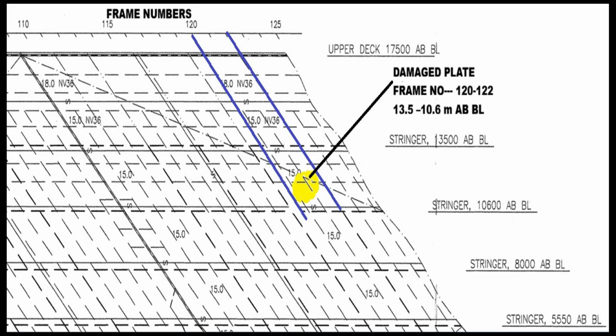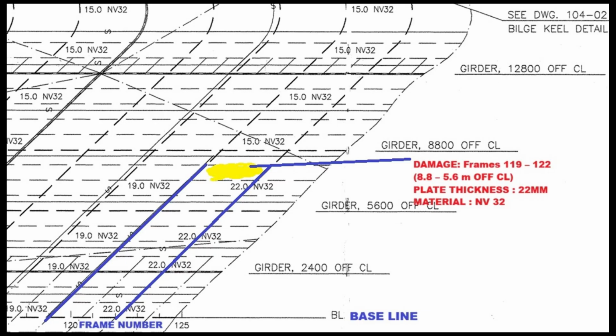Second, we establish the vertical height. This is measured relative to the baseline, indicated here by the stringer elevations. The damaged section sits vertically between 13.5 meters and 10.6 meters above the baseline. By intersecting these exact longitudinal and vertical boundaries, the damaged plate is cleanly isolated on the grid. This precise location mapping ensures that repair crews can directly target the correct hull section for steel replacement or reinforcement.